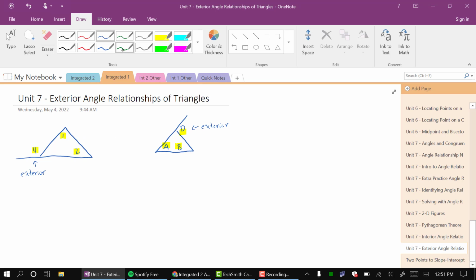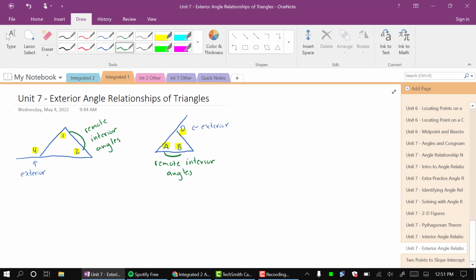These two angles right here, 1 and 2, and then angle A and B, are known as the remote interior angles. And that's with respect to our exterior angle, remote interior angles.